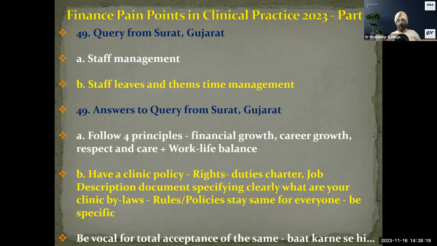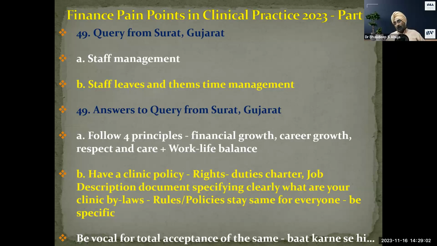So if you have to manage them, if you have to create a system out of that, then have a rights and duties charter for them. We all have it for our patients. It is mandatory anyway to have a patient rights and duties charter placed in your waiting area. So have one for your staff as well. Have a job description, JD document. JD, the job description, not anything else that you might be thinking. It specifies what your clinic bylaws are, what the rules and policies are for everyone, and what they are supposed to follow. So be vocal for total acceptance of the same.